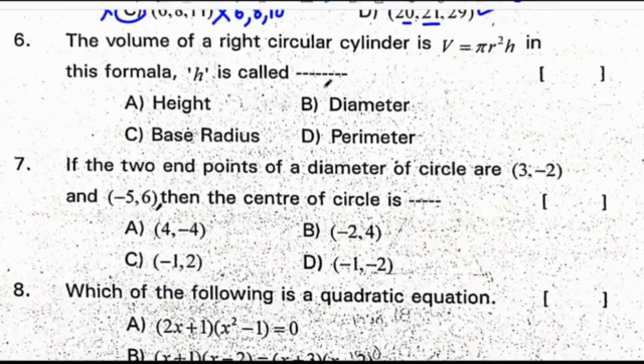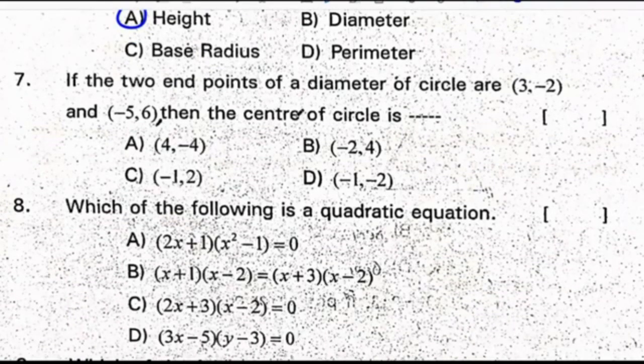Sixth question, the volume of a right circular cylinder is V is equal to pi r square h. In the formula, h is nothing but height of the cylinder. If the two ends of the diameter of a circle are 3, -2 and -5, 6, then the center of the circle.